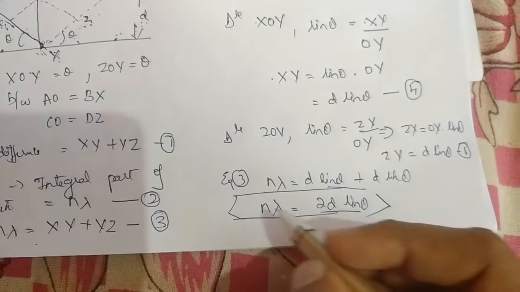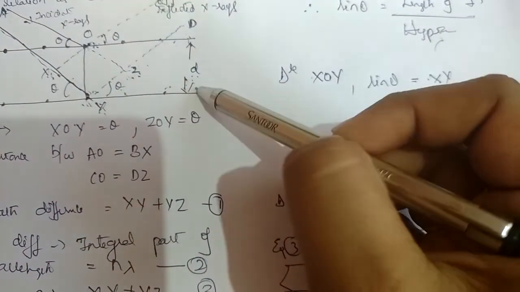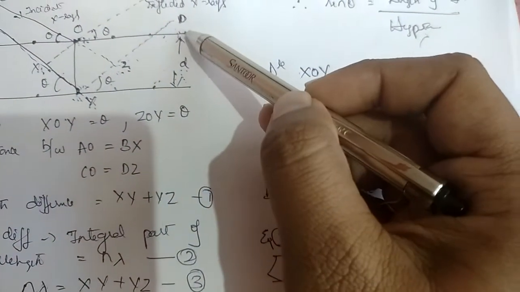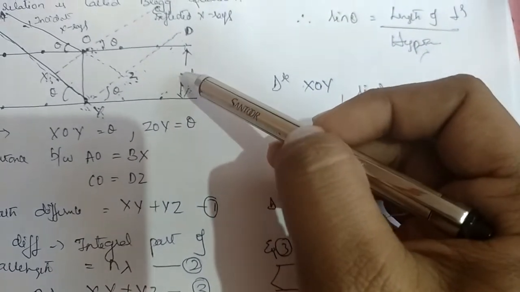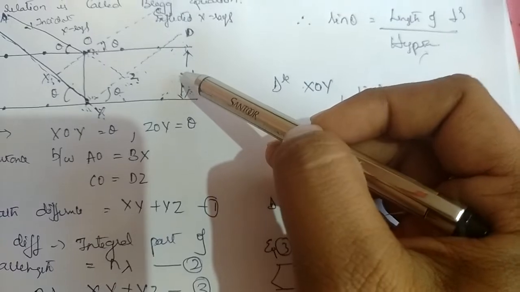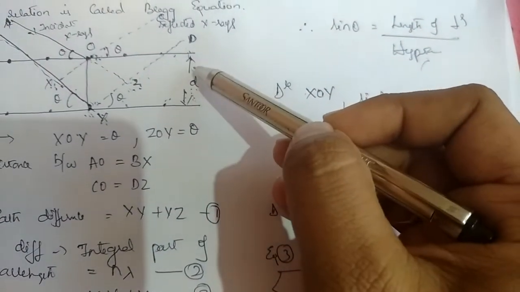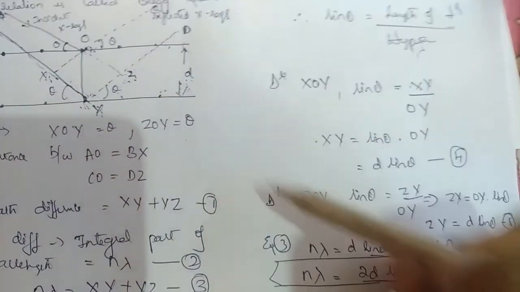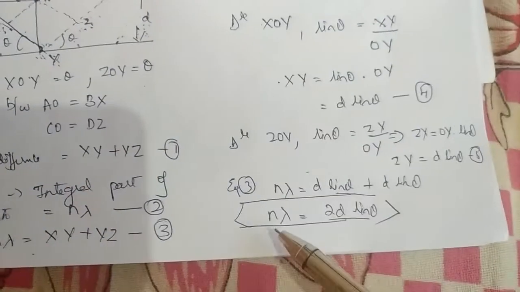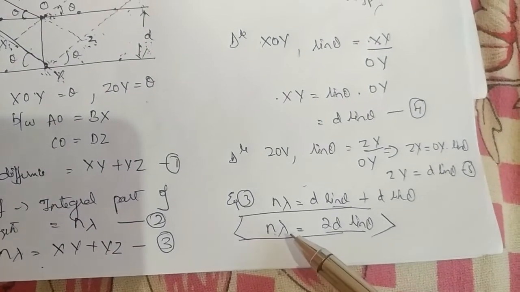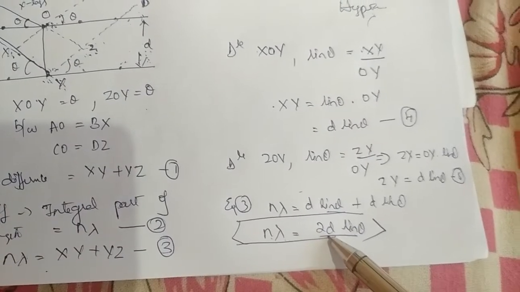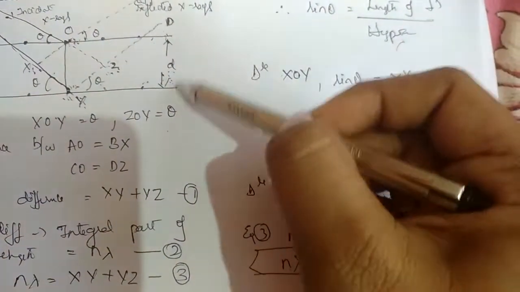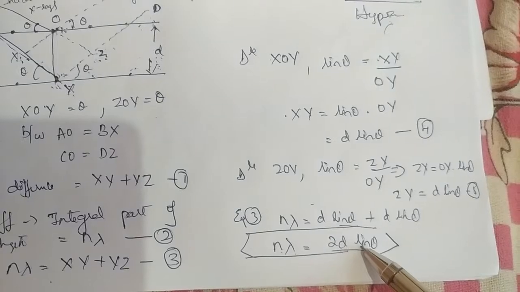Order of diffraction means, for example, here there are 2 planes. If there are 2 layers or 2 crystal planes present, then the order of diffraction is 2, like this. If there are 3 planes, then the order of diffraction is 3. Therefore, n is the order of diffraction, lambda is the wavelength of the X-rays, d is the internuclear distance between the 2 planes, and theta is the glancing angle.